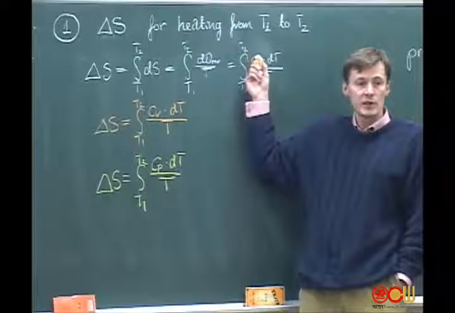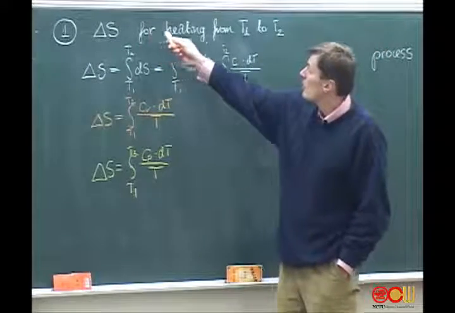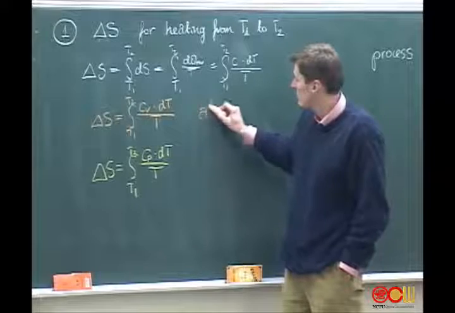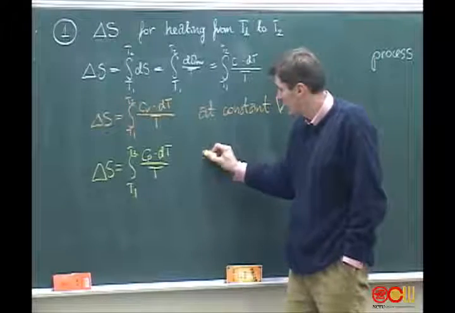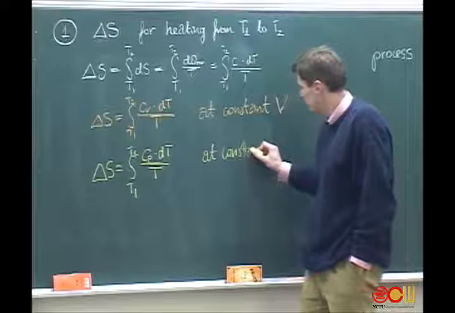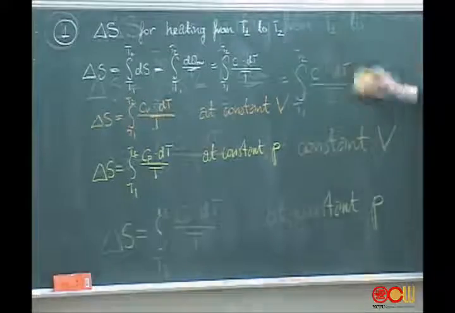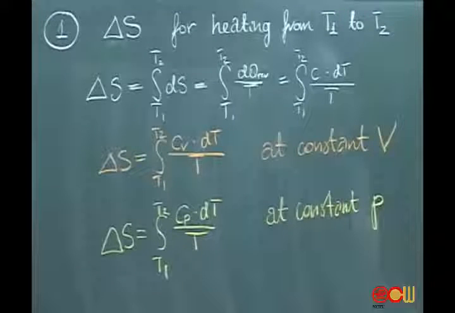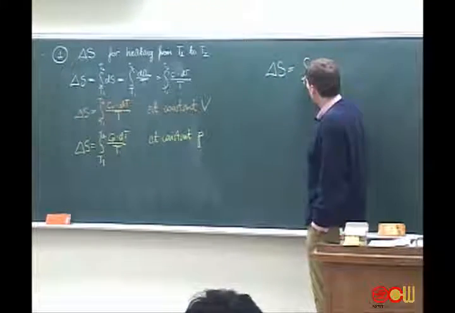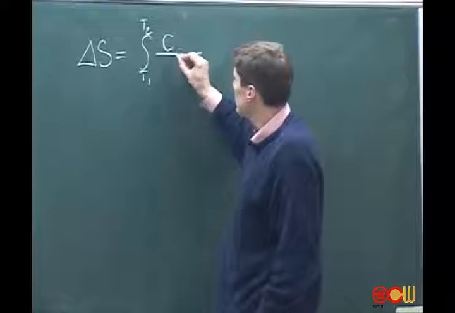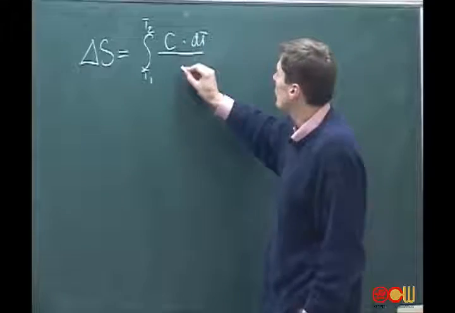We know that the heat capacity is different at constant volume or at constant pressure. So we have to distinguish between two cases. Heating at constant volume or heating at constant pressure. Good. But let's continue with this one. So we have delta S equal to the integral from T1 to T2 of C, which can be P or V. I don't distinguish now, but finally I should use one of them, times dT over T.